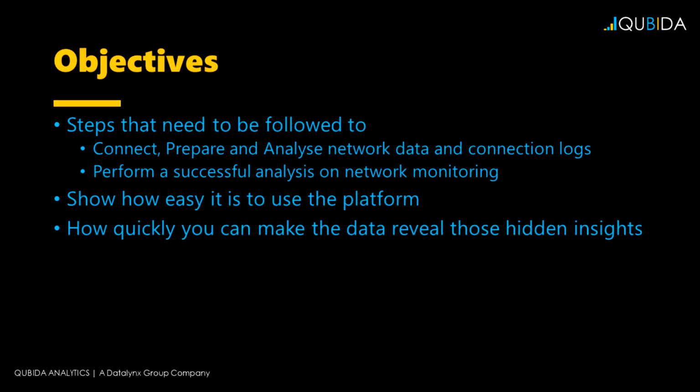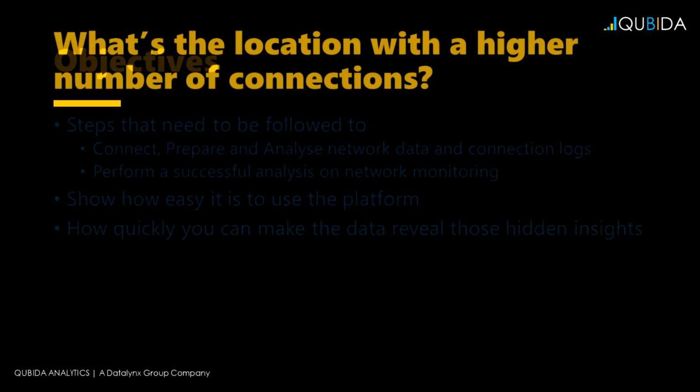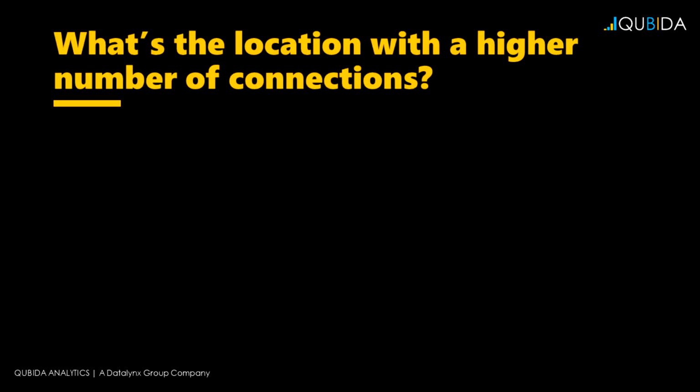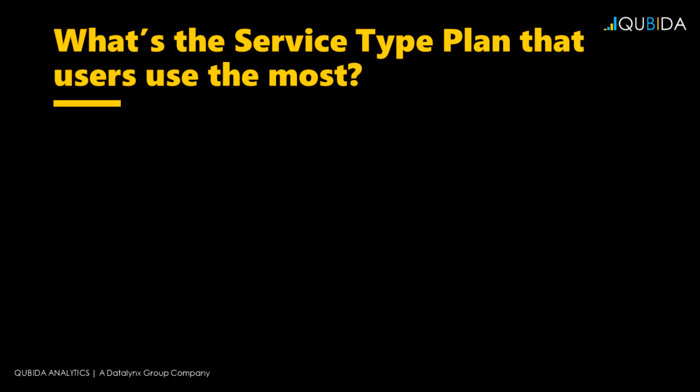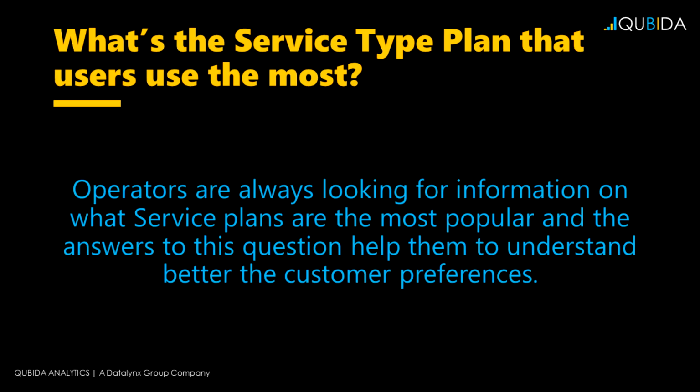Here are a few questions that may come up. What's the location with a higher number of connections, for example? Remembering that network teams are always looking for data that can reveal the as-is state of the network, and knowing the connection hotspots allows the operator to optimize the network proactively. What's the service type plan that users will use the most? Operators are always looking for information on what service plans are the most popular, and the answers to this question can help them understand better what the customer wants.